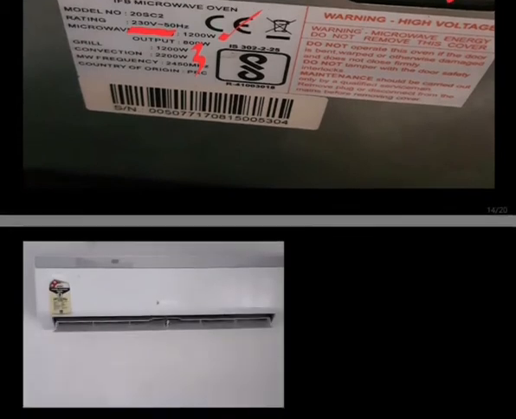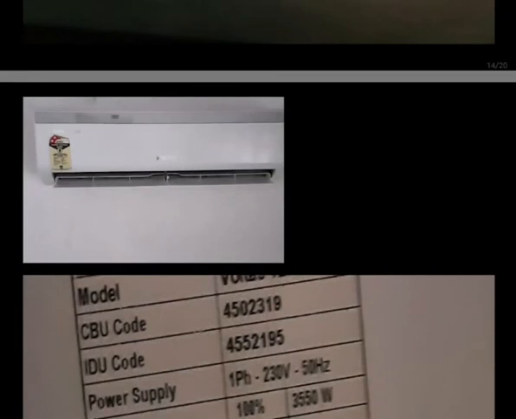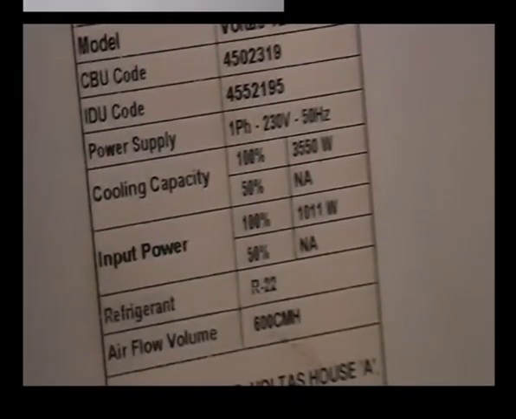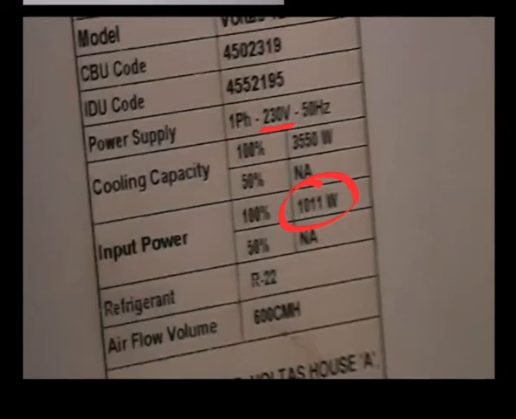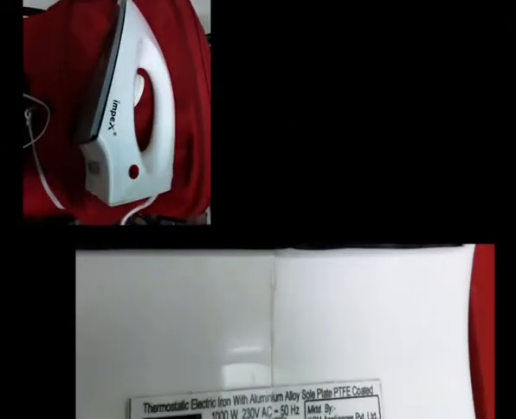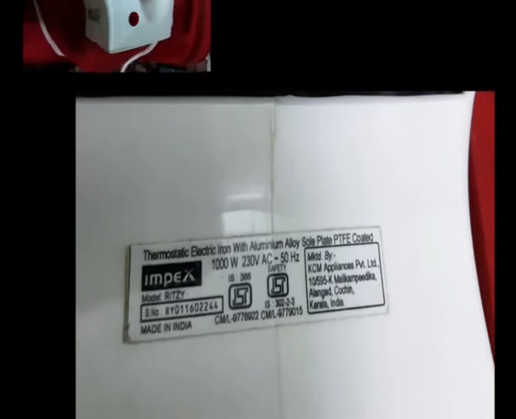Now if it is an AC, at the side of the AC you could see one sticker that shows the description of the power supply, the power at which it is working and so on. See, the input power is written as 1011, that is almost 1 kilowatt. Now the voltage is written, see, 230 volt. That means we can use that AC at 230 volt. It functions in India.